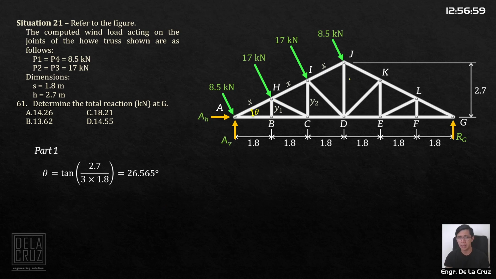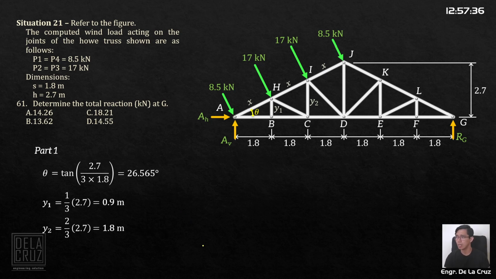Yung Y1, pwede by ratio proportion. You have 2.7 is to 2.8 equal to Y1 over 1.8. Or basically, that is 1/3 of 2.7 kasi symmetry yan. And that is 0.9 meters. For Y2, yung Y2 naman, that Y2 is just equal to 2/3. 2/3 naman siya by symmetry. 2/3 of 2.7. Again, you can do ratio and proportion. Ganyan. Nakuha natin si Y2.